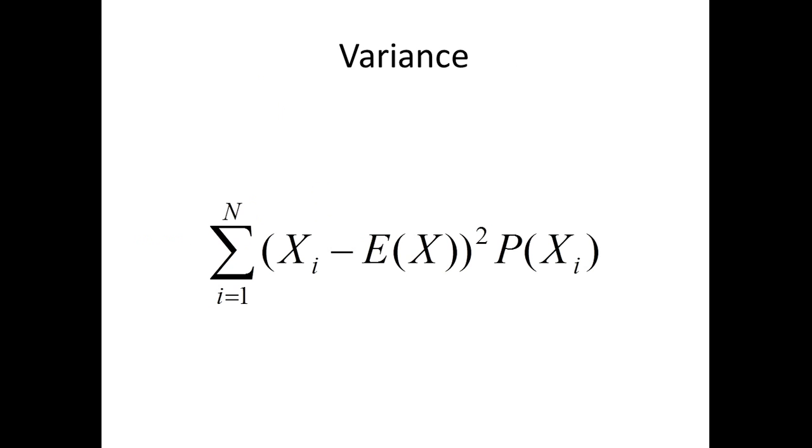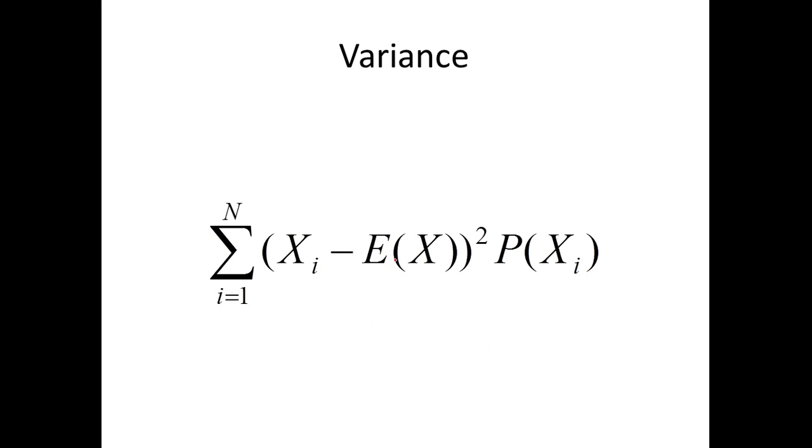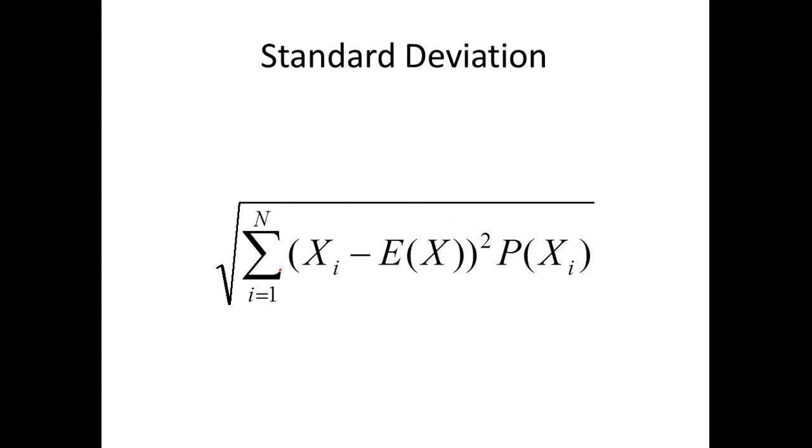Variance is a much more complicated one. I'll get my pointer out here. Where we take the expected value that we already calculated, we subtract it from each x, square it, multiply it by the probability of x happening, and then we sum up all those products. And that's called the variance. This is quite different from the variance of a sample that we did last week. The standard deviation, as before, is the square root of the variance.